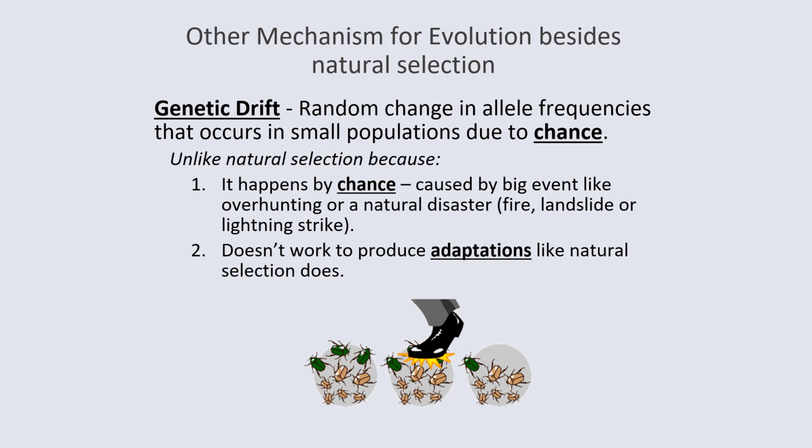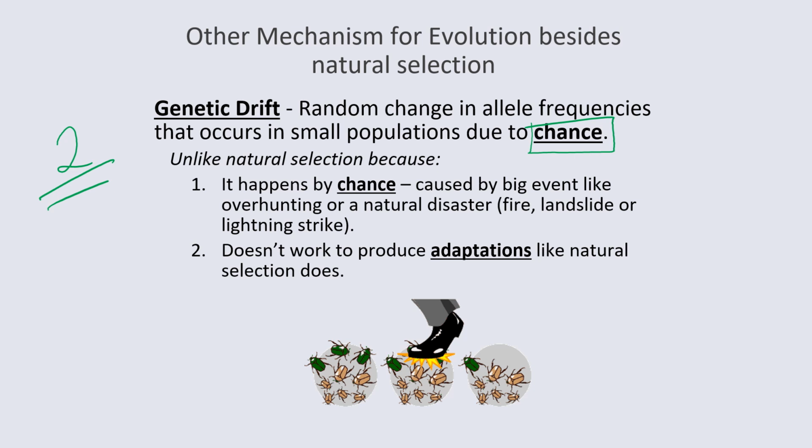The second one would be genetic drift. Genetic drift is an umbrella term. There are two types we're going to be looking at, but let's define it first. Genetic drift is a random change in allele frequencies that occurs in small populations due to chance. So unlike natural selection, it happens by chance, either caused by big events like overhunting or a natural disaster. And it doesn't work to produce adaptations.